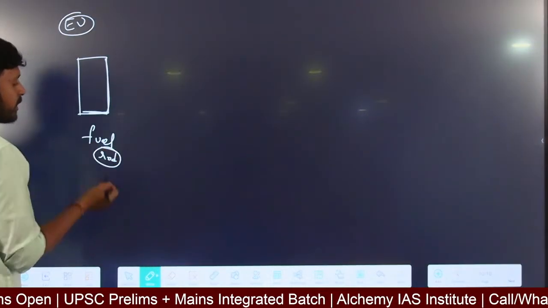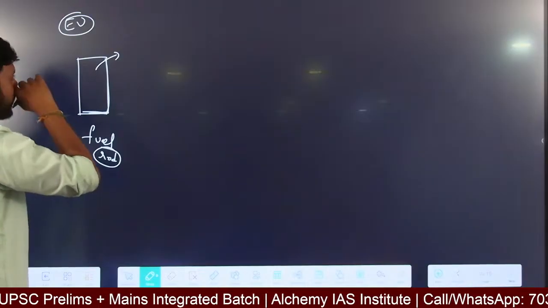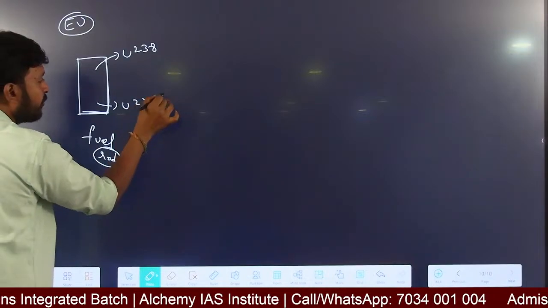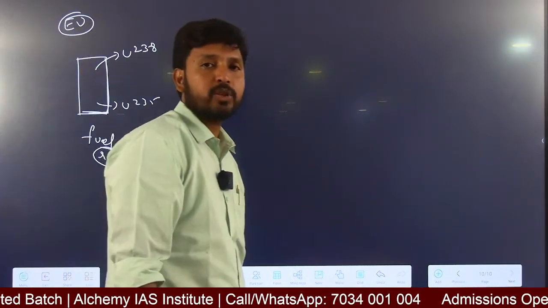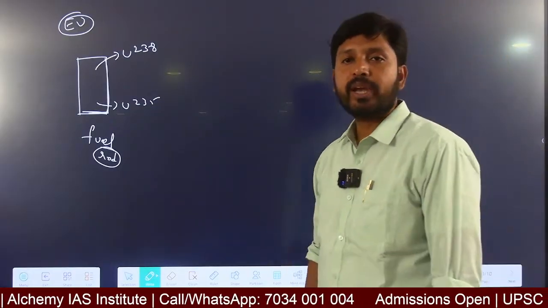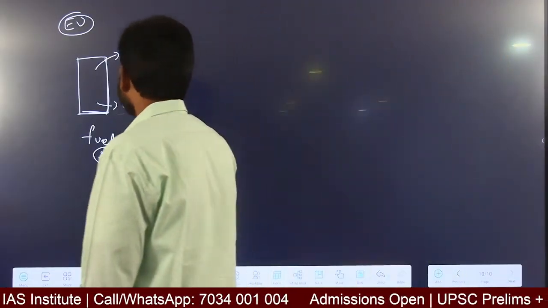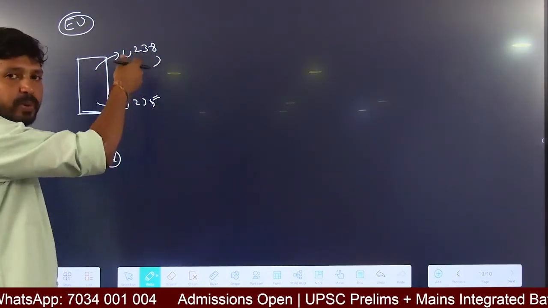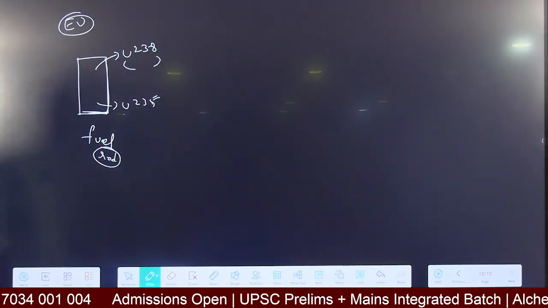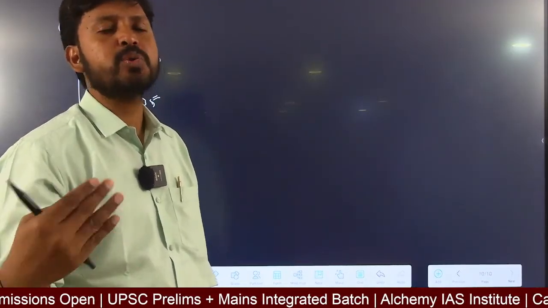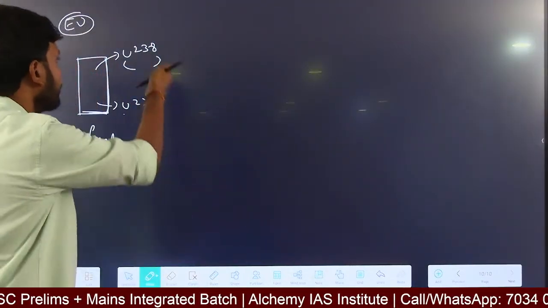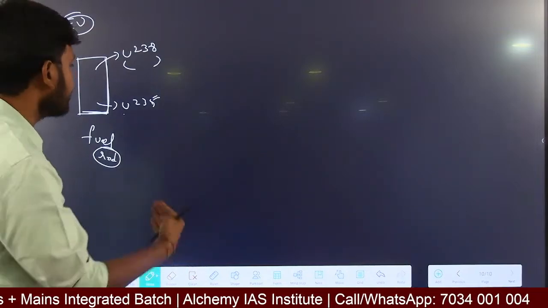This fuel rod consists of uranium-238 and uranium-235. The majority of the portion is made up of uranium-238, and a very small amount of uranium-235 is there. Even after enrichment, 5% enrichment means very little. If I take 1000 grams, around 50 grams will be uranium-235 and 950 grams will be uranium-238. That is a very small amount.